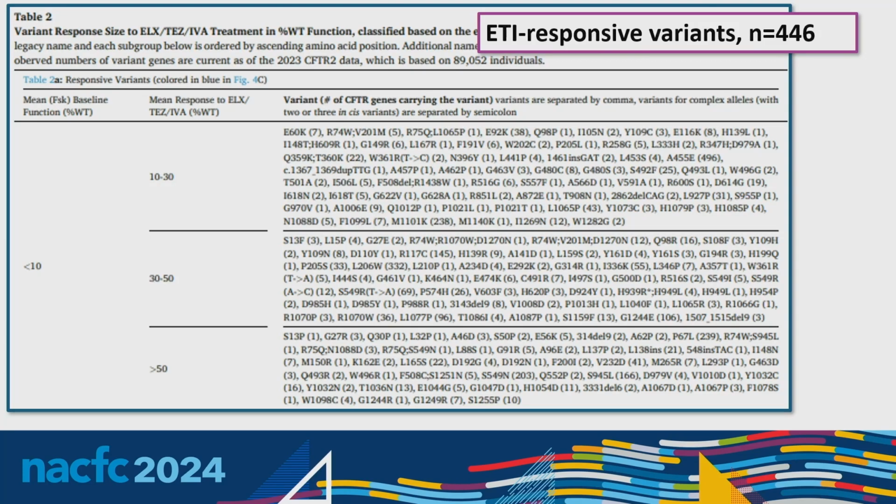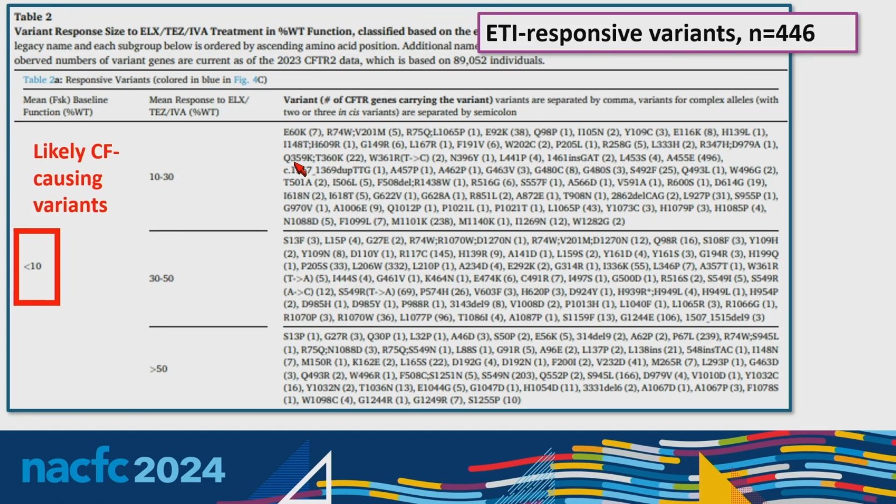This is the ETI responsive variant table. So there were 446 variants listed in this table, and you can see the portion of it that I've put on a screenshot here. These are the variants that had a mean baseline function of less than 10%. Again, that's likely to be the CF causing group.